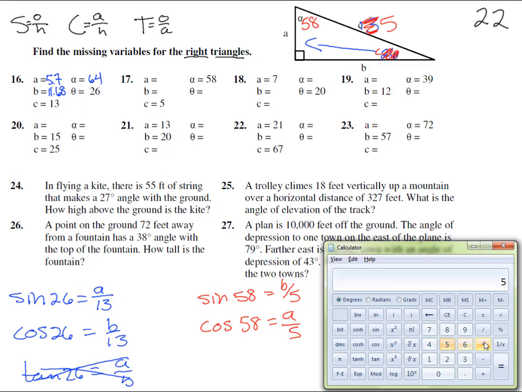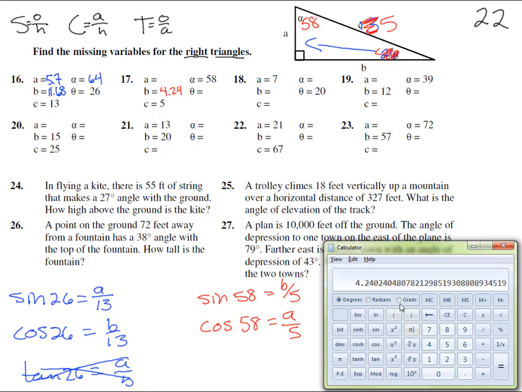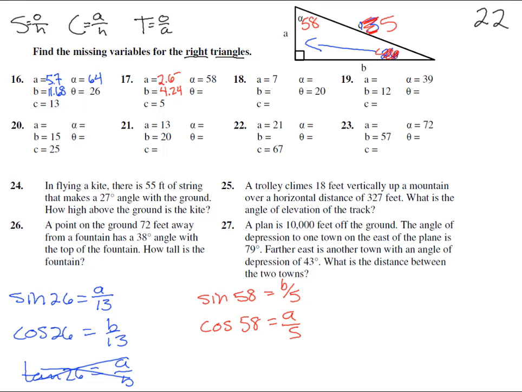5 times the sine of 58, 58 sine, good, equals, and we get 4.24 is B. Okay, now we'll stick in 5 times the cosine of 58, 58 cosine times 5 equals, we get 2.649, 2.65. And can we get theta? Sure we can. Theta is 58 from 90, gives us 32.